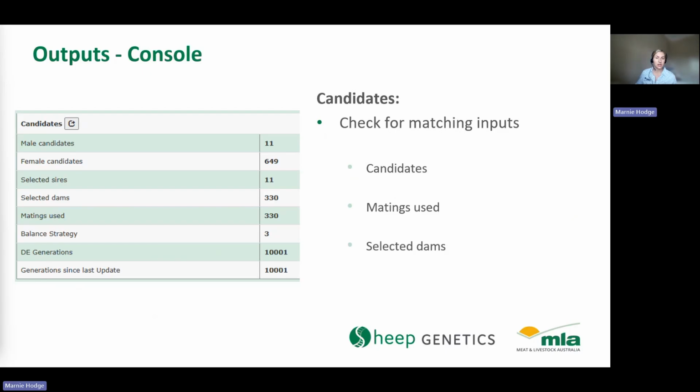you put into MateCell. So if you defined that MateCell, for this example, needed to create 500 matings, something would have happened here because the selected dams and the matings used was only 330. So you need to then go back and find out what happened and why MateCell only decided to choose 330 RAMs, not DAMs, sorry, not 500.